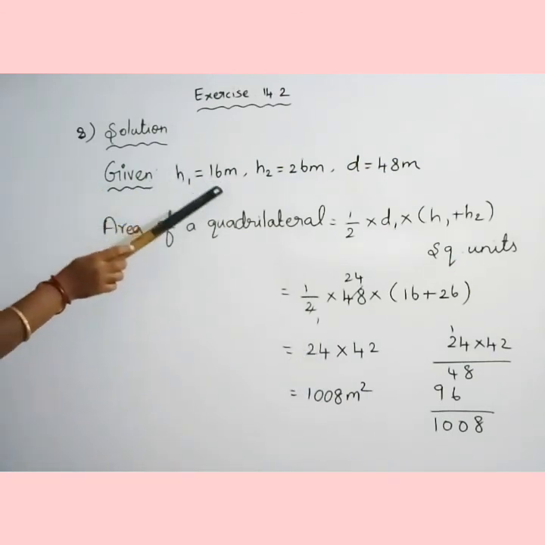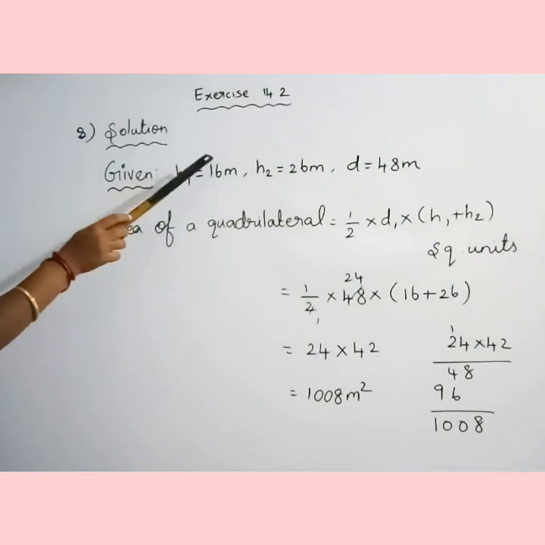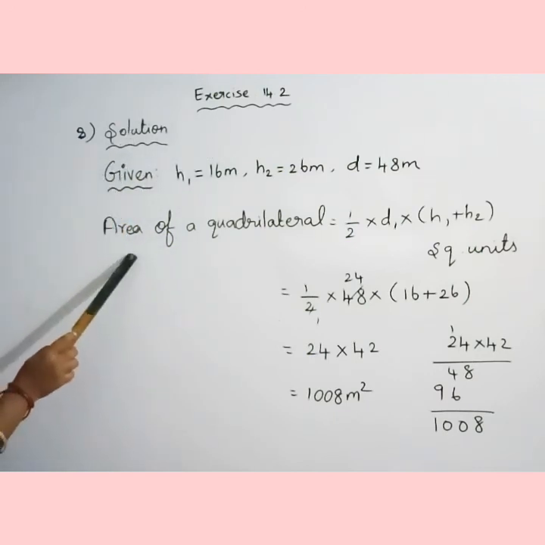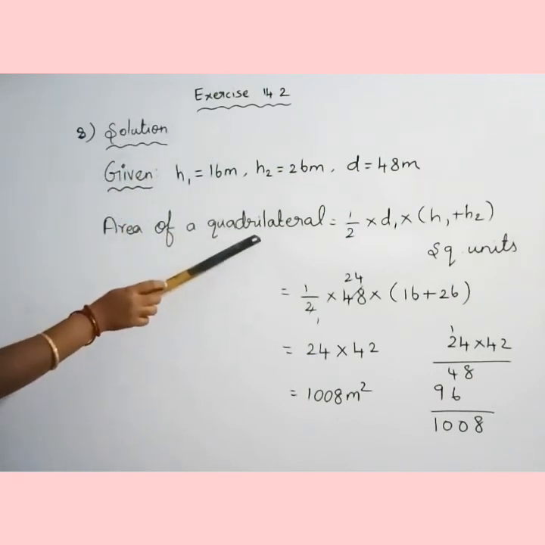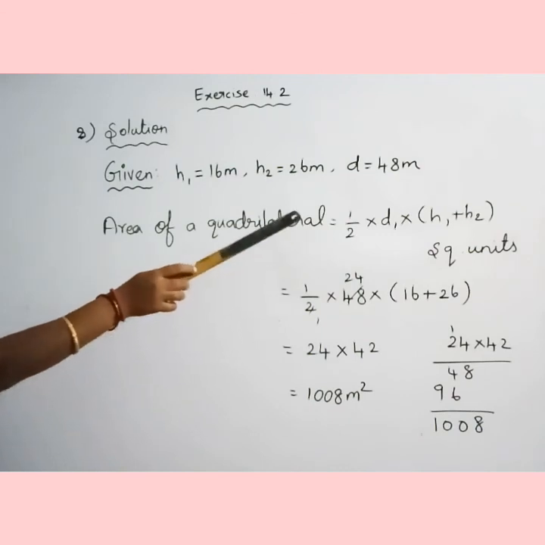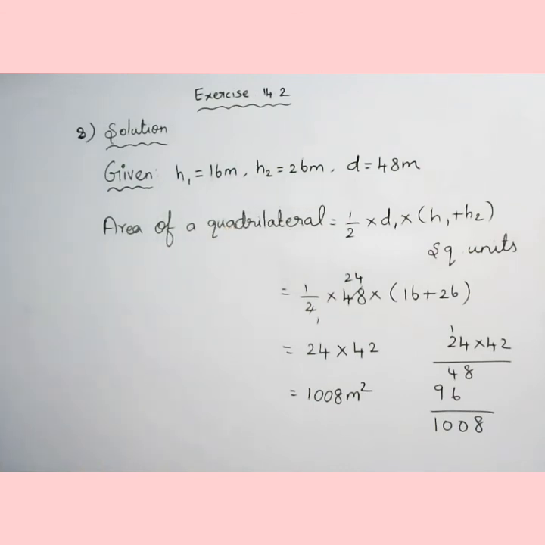Height 1, height 2, diagonal are given. Question is find the area of the quadrilateral. Formula: half into diagonal into (height 1 plus height 2) square units. Substitute the values. Clear?